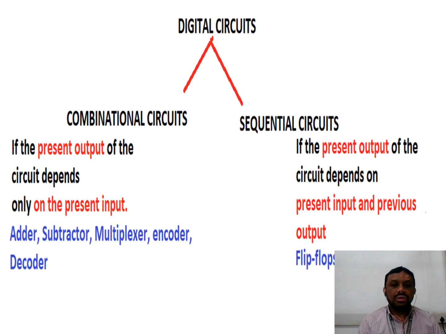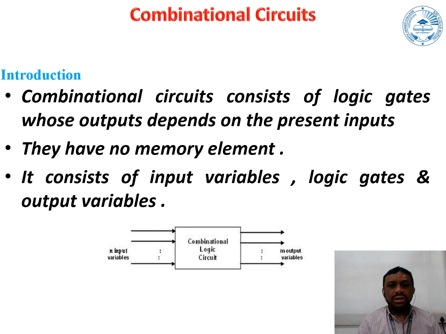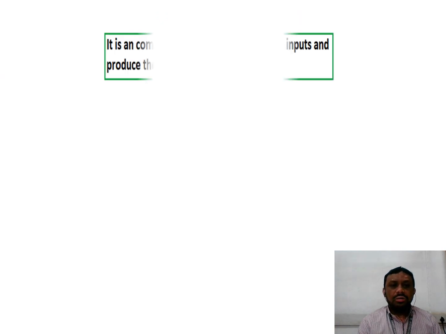So the examples of combinational circuits are adder, subtractor, multiplexer, encoder and decoder. Similarly, the examples of sequential circuits are flip-flops, registers and counters. So today we'll be discussing adders and subtractors. The first combinational circuit that we are going to study is the adder circuit.